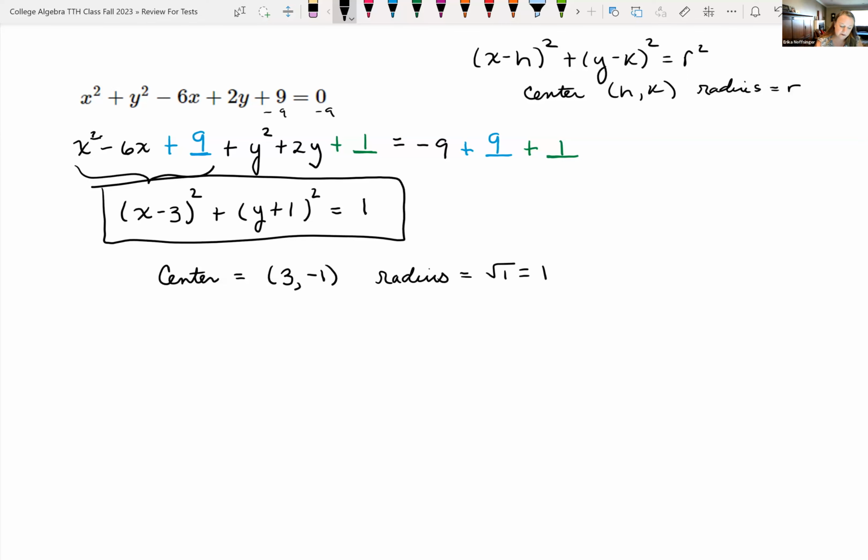So let's at least graph part of this. So 3, negative 1. I'm going to go over 3, down 1. That's my center. And so I can go up 1, and that would give me a point on my circle. I could go to the left 1 from my center. That would give me a point on my circle. And I can go down 1. That would give me a point on my circle, and to the right 1.